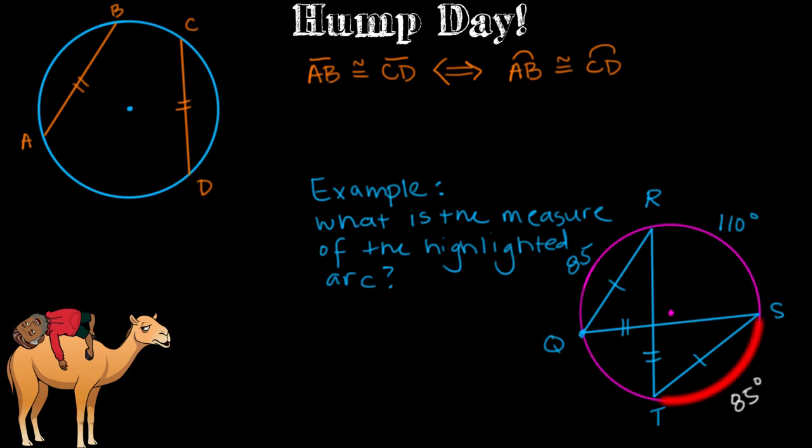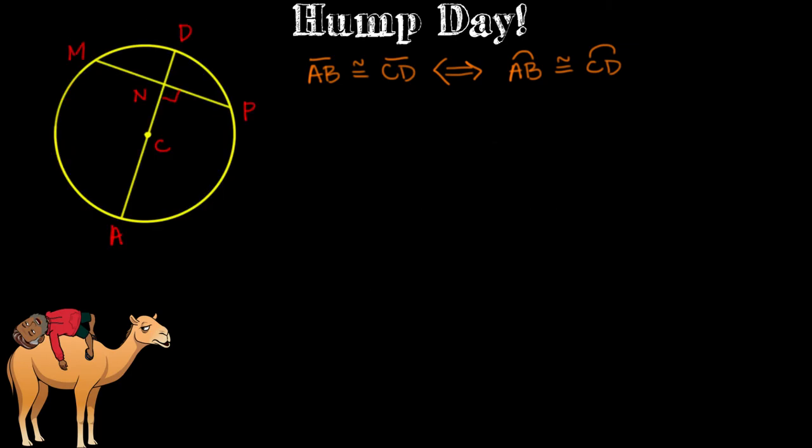Now be careful, this is only true about chords and arcs in the same circle or in circles that are congruent. Okay? All right, so now let's take a look at our second topic. Our second topic actually has to do with something a little bit different. This topic has to do with what happens if a chord, in this example MP, is perpendicular to the diameter AD.